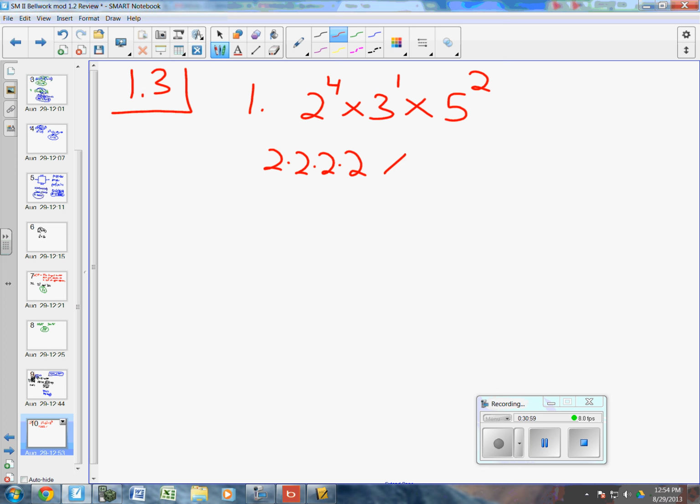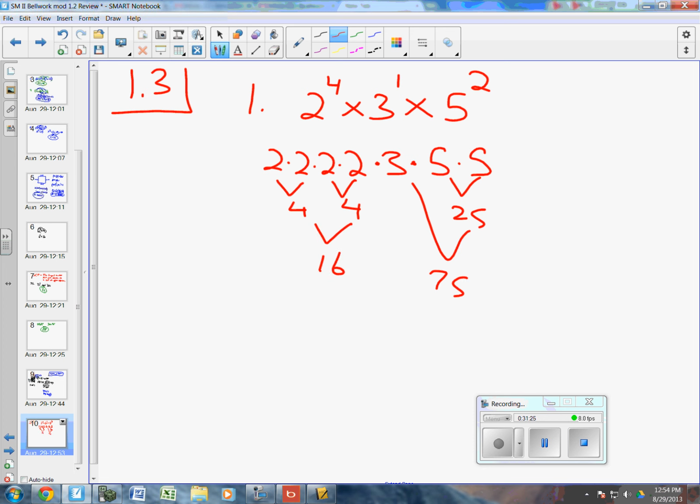Okay. Then times 3. We might as well keep the dots since we're using dots, right? Times 3 times 5 times 5, right? Because 5 squared means you're timesing 5 by itself twice. And then you're supposed to go 2 times 2 is 4. That times that is 4. 5 times 5 is 25. 3 times 25 is 75. 4 times 4 is 16. And then you can go like this.